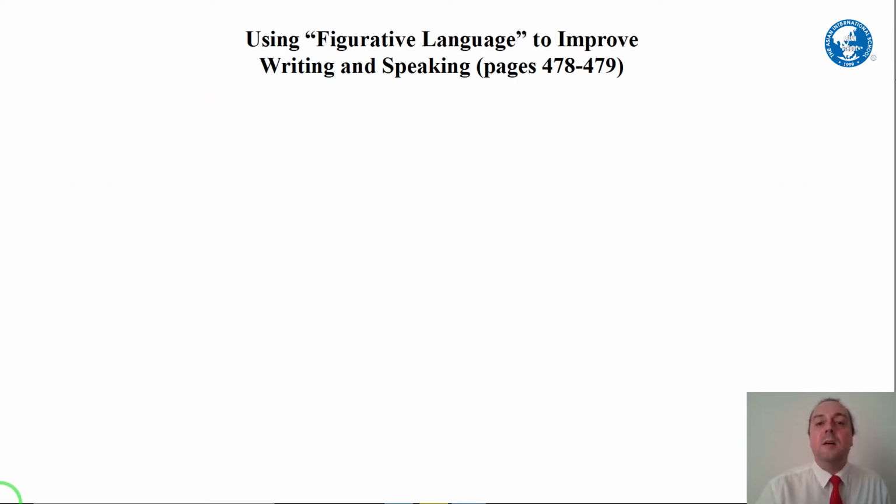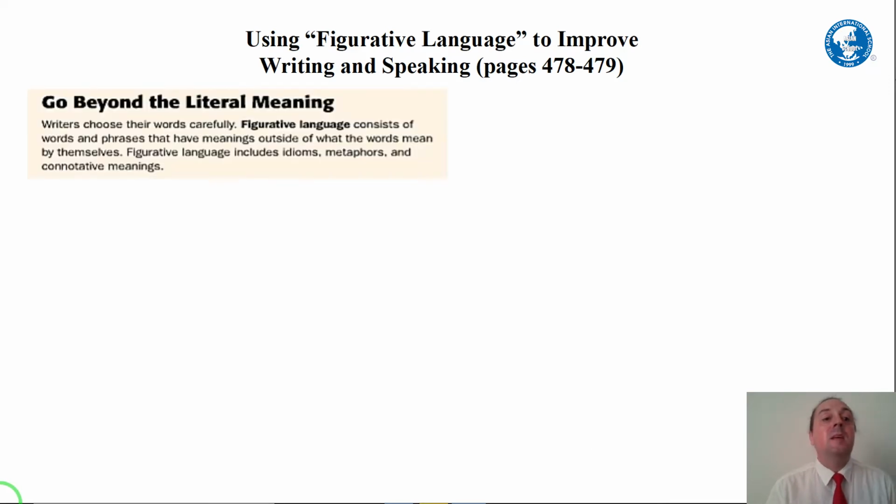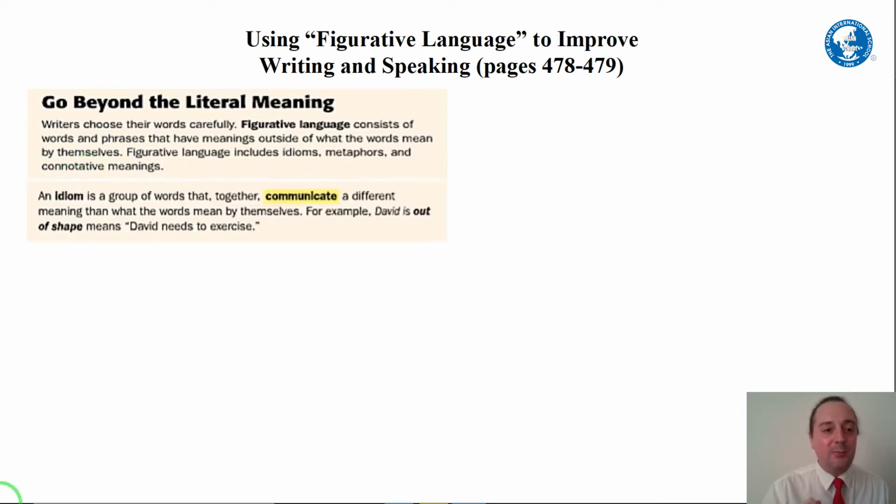Okay, now we're going to talk about using figurative language to improve writing and speaking. This is page 478 and 479. Okay, so go beyond the literal meaning. So here we talk about how writers choose their words carefully. We use figurative language, words and phrases that have meanings outside of what the words mean by themselves. Figurative language includes idioms, metaphors, and connotative meanings. And yes, we will explain all of those right now.